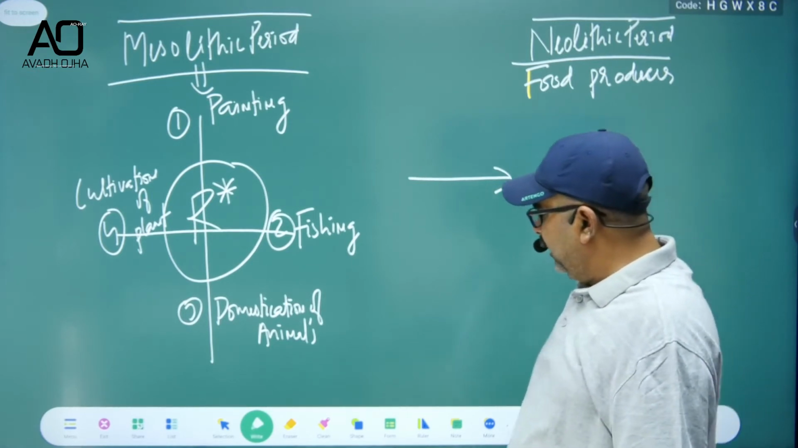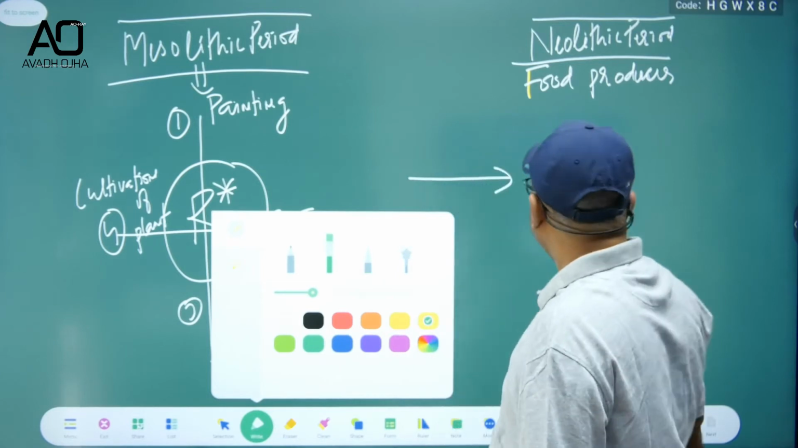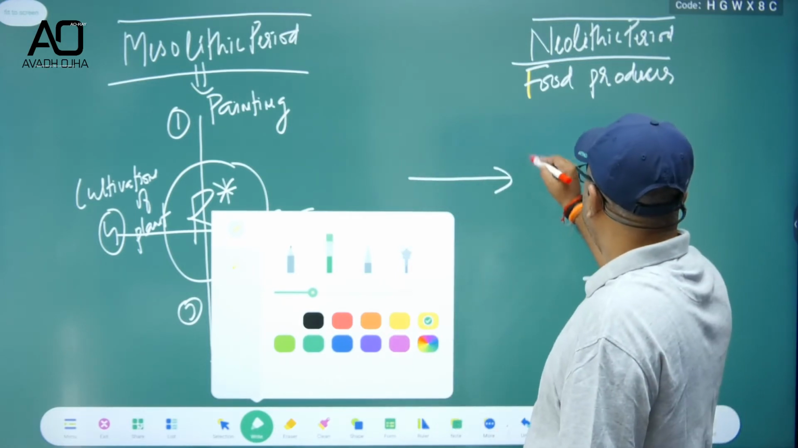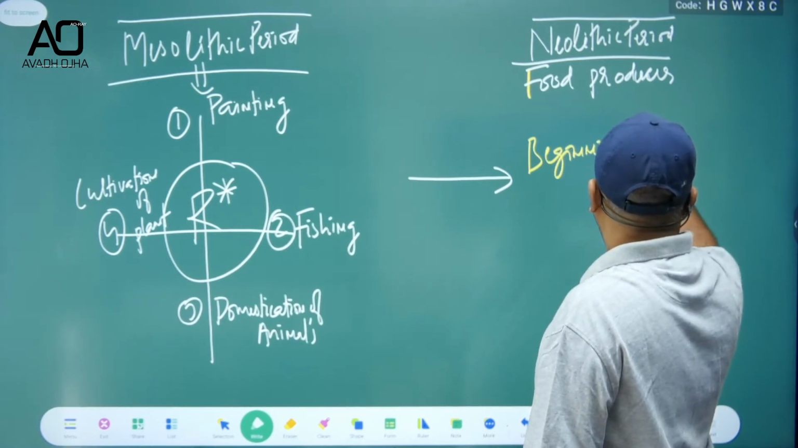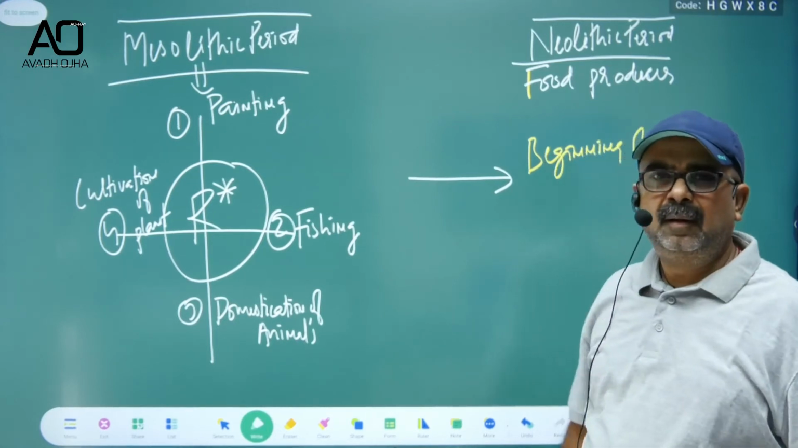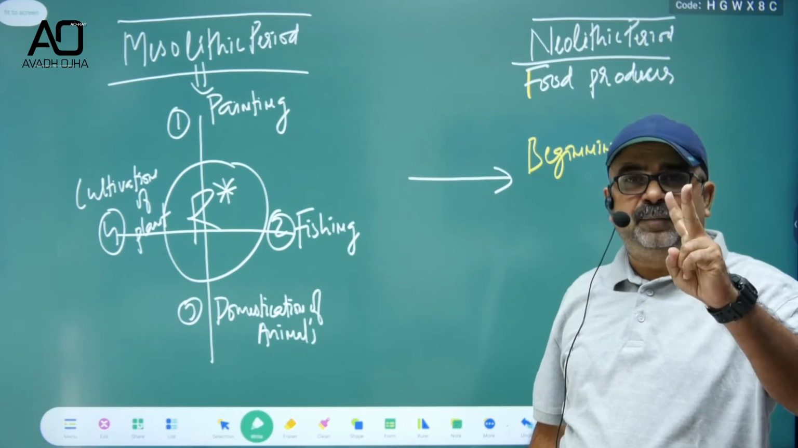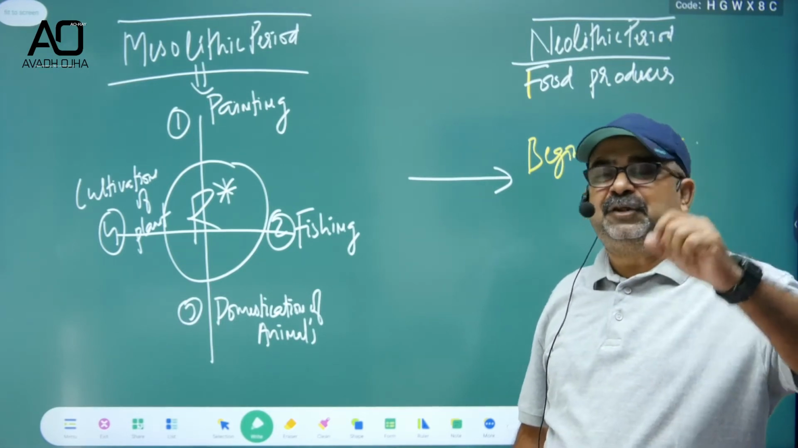From hunter and gatherer, he becomes a food producer. Beginning of agriculture. Two sites are very important.